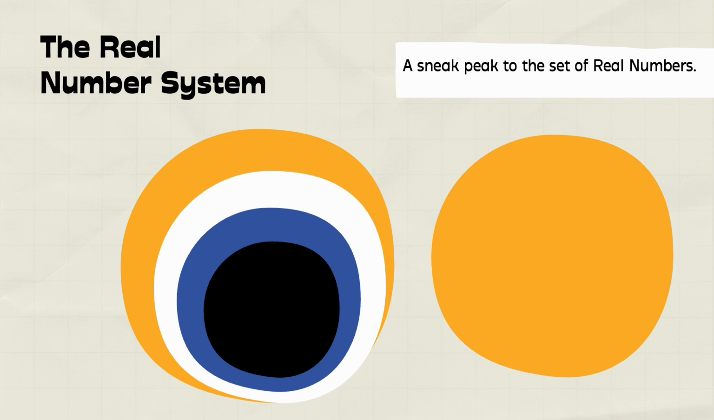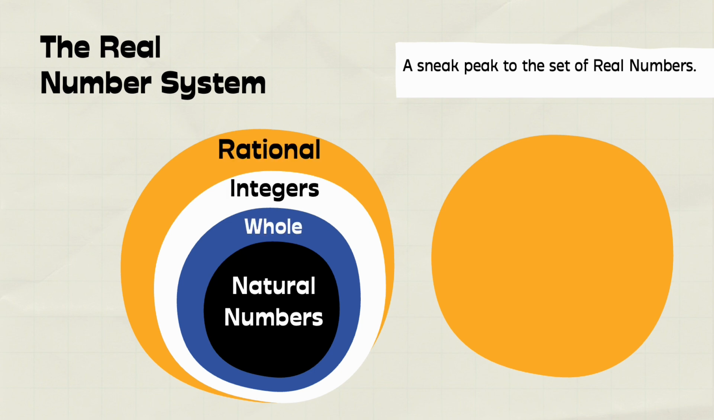This time, let us have a sneak peek to the set of real numbers. We have here the real number system being illustrated by the Venn diagram. The real numbers are being composed of rational and irrational numbers, and rational numbers are composed of integers, whole numbers, and natural numbers.